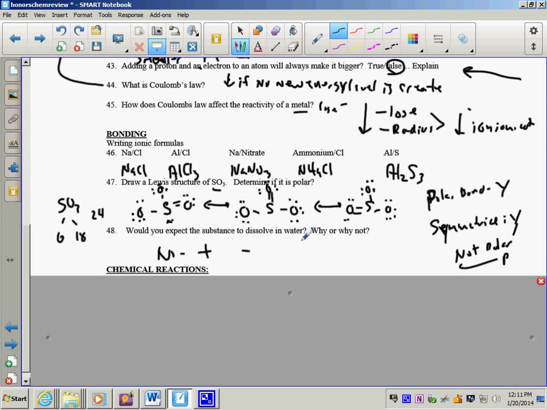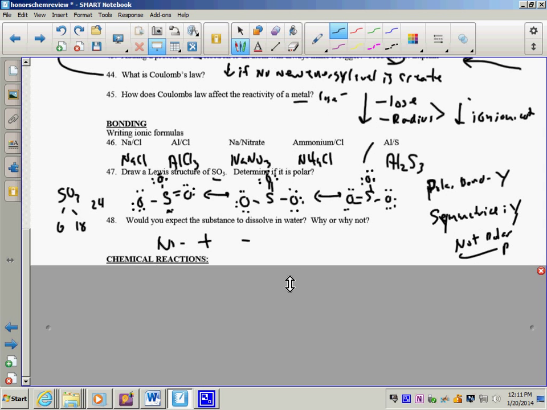Would I expect the substance to dissolve in water? No. There are no Coulombic attractions here. This is a non-polar compound, so we have no charges, and therefore we're not attracted to the charges of the substances.